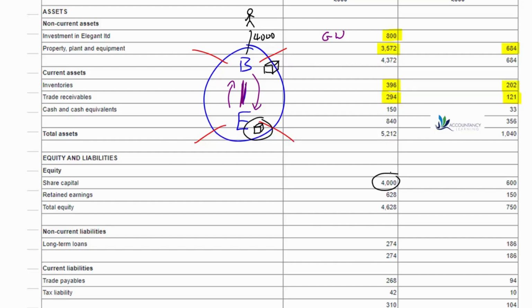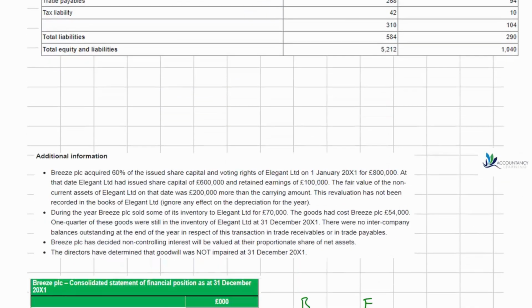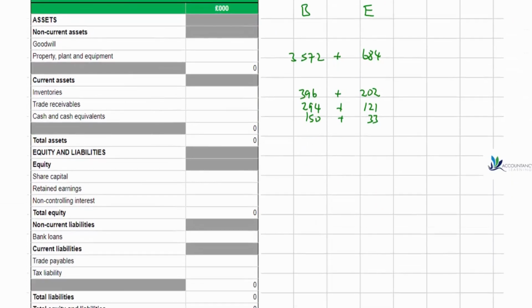The 600 is part of our internal investment, so we don't want those to appear in the group accounts. So for our share capital, we want to put our 4,000 relating to the parent company, and that's going to be our total that goes into the group accounts. Whereas the 600, where is that going to appear?